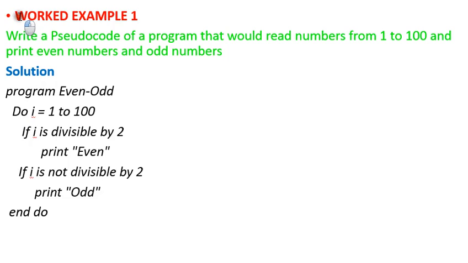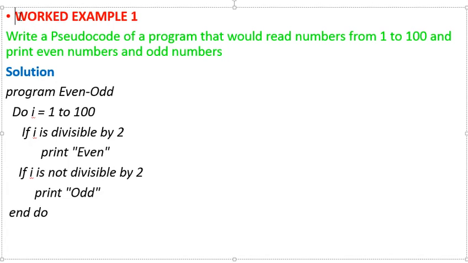Now, for this also to be understood, what we'll do is to look at worked examples. And we start from worked example number 1. It says we should write a pseudocode for a program that will read numbers from 1 to 100 and print even numbers and odd numbers. That is, it will read from 1 to 100. If it reads the first one, it will find out, is it even? Then print even. Is it odd? Print odd until it reaches 100.